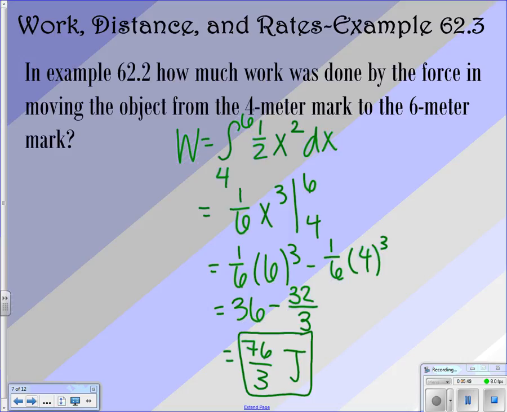Now, some of you may be thinking that you could just integrate from 0 to 2, because we're moving it 2 meters. But that's not actually going to work. And I'll show you how it will give you a different answer. You'd have 1/6 x cubed from 2 to 0.